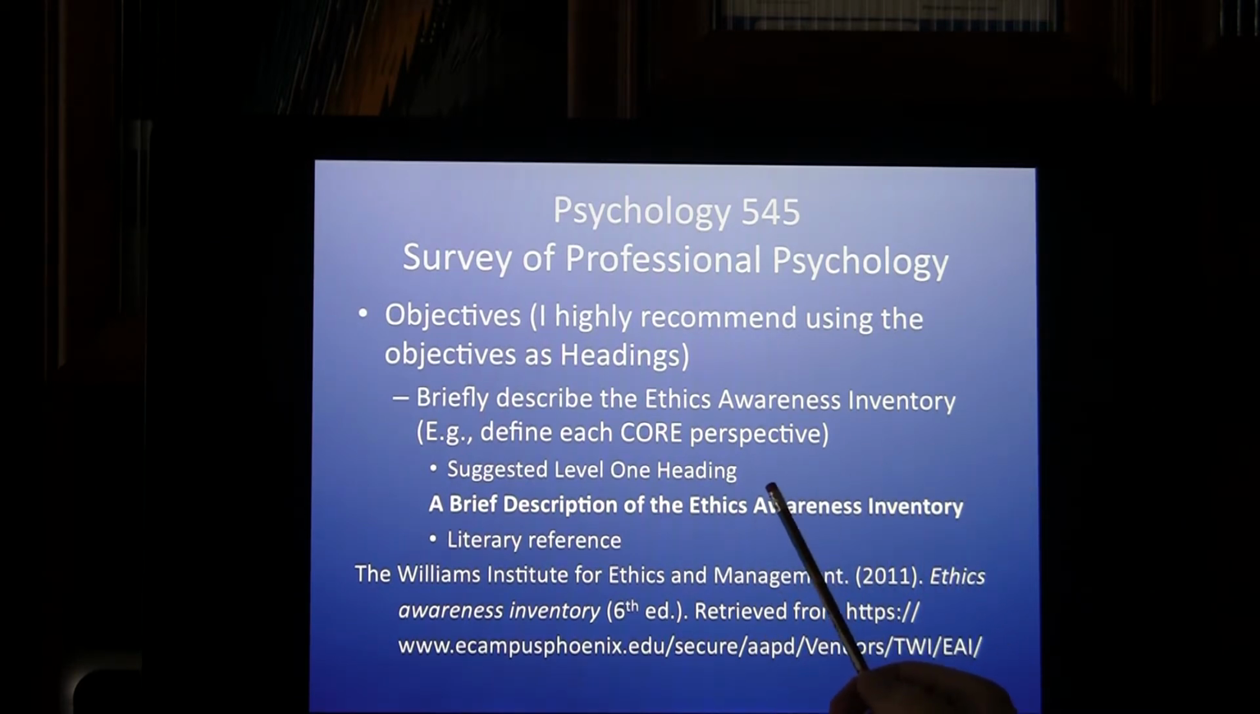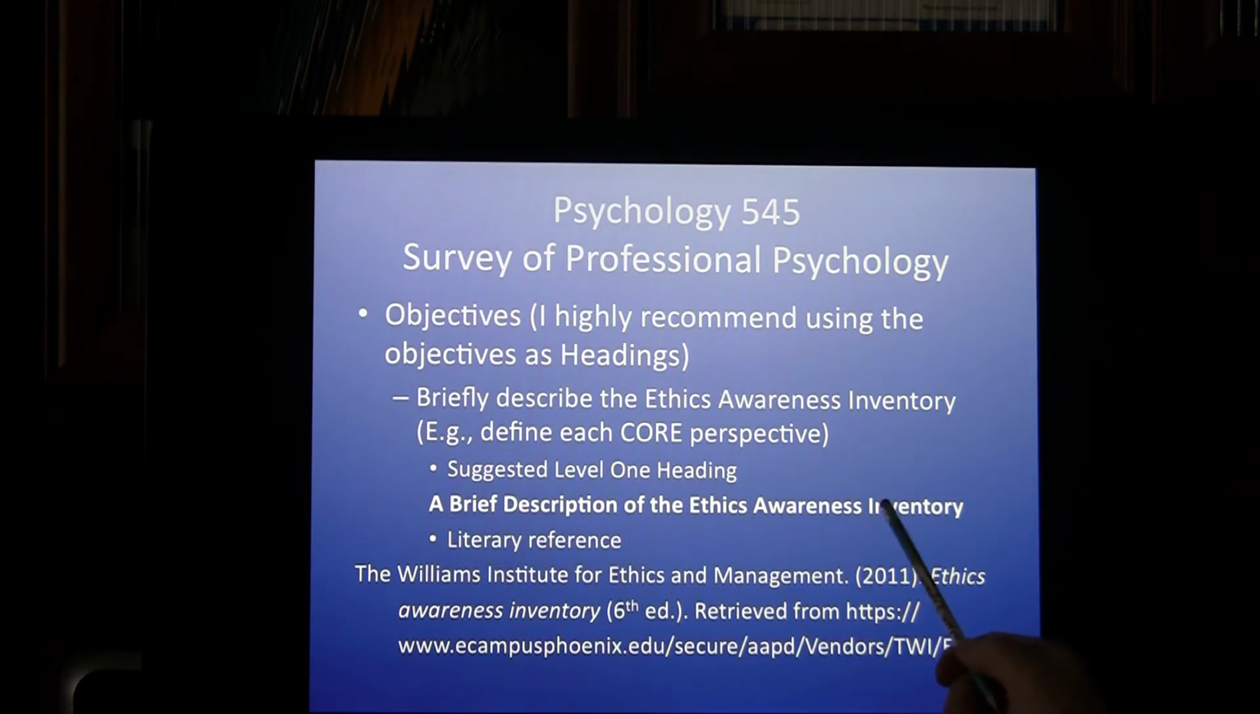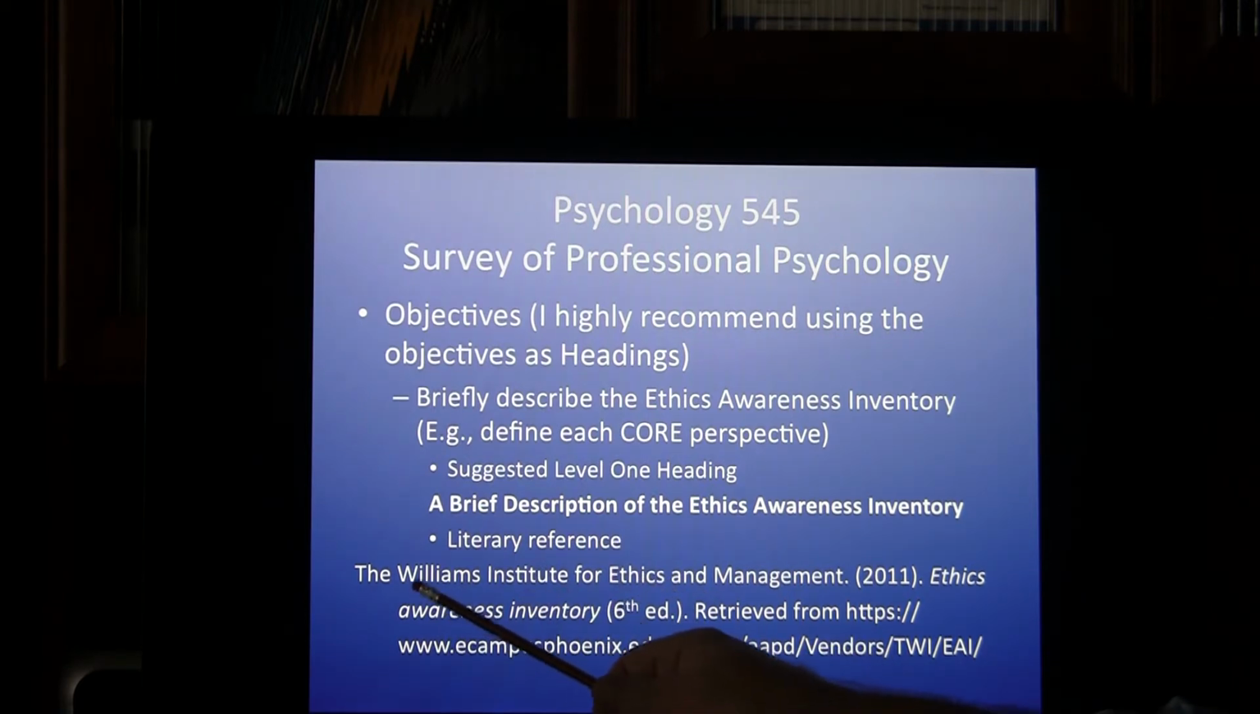So this particular level 1 heading would read, A Brief Description of the Ethics Awareness Inventory. A literary reference for this particular part of the paper would be the Williams Institute for Ethics and Management. Notice that it starts off on the left, and thereafter each line is indented 5 to 7 spaces. It's a mixture of capitalized and lowercase letters. It ends in a period.